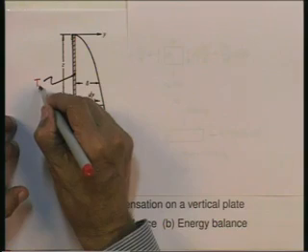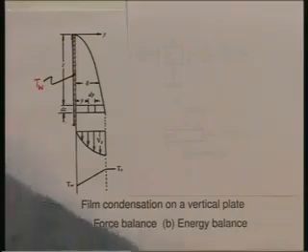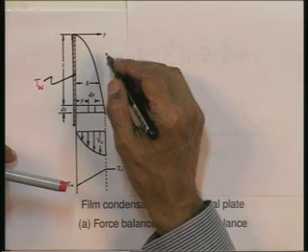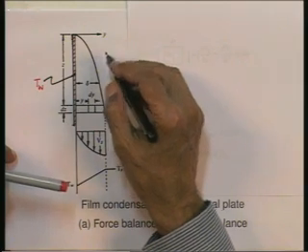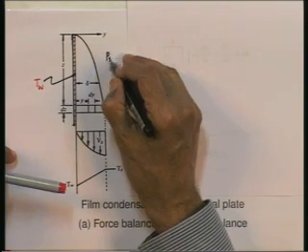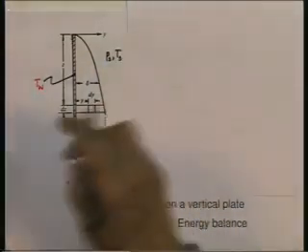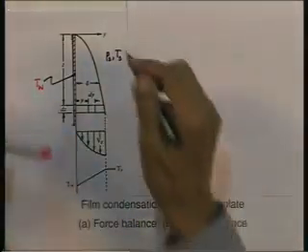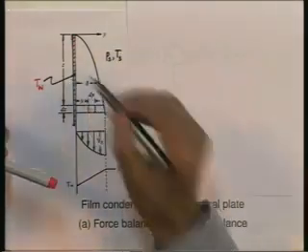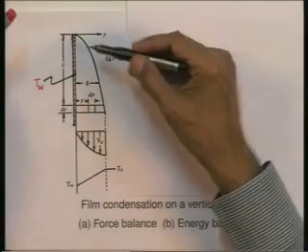A vertical plate is being maintained at a temperature T w, and on the right side, coming in contact with it, is a pure stationary saturated vapor at a pressure P s and a corresponding temperature T s, and of course, T s is greater than T w. So, the vapor condenses on this plate, because T s is greater than T w, and it condenses in the form of a film.